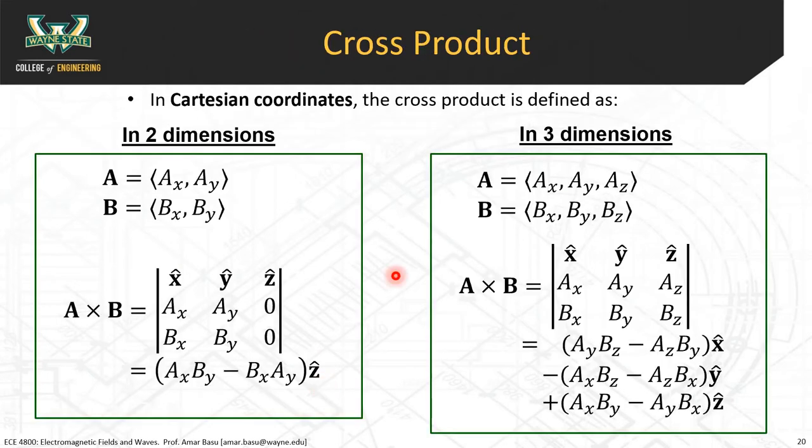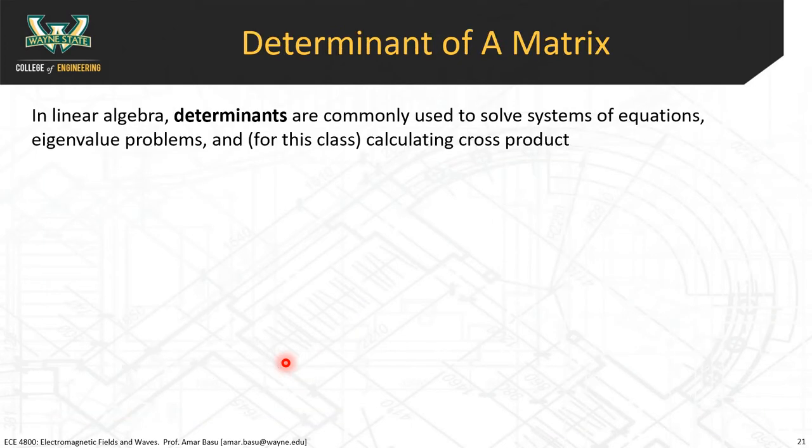When we have a matrix like this, and we draw these two lines on the left and the right side, what that means is something called a determinant. This is a very common concept in linear algebra, and determinants are often used to solve systems of equations and things like eigenvalue problems. For the purposes of this class, it's going to be used to calculate the cross product. Okay. So let's start with the determinant of a two-dimensional matrix.